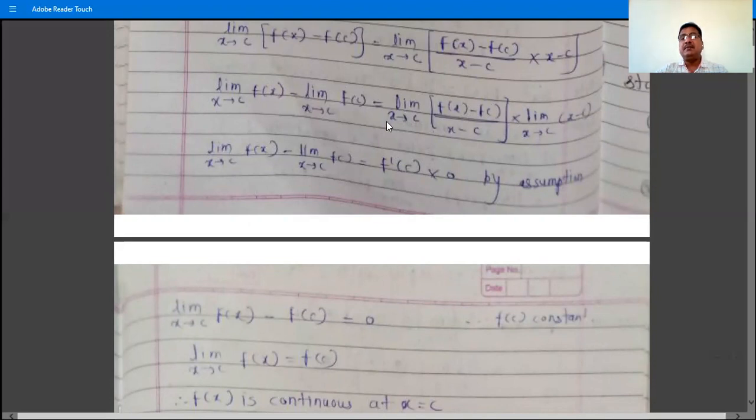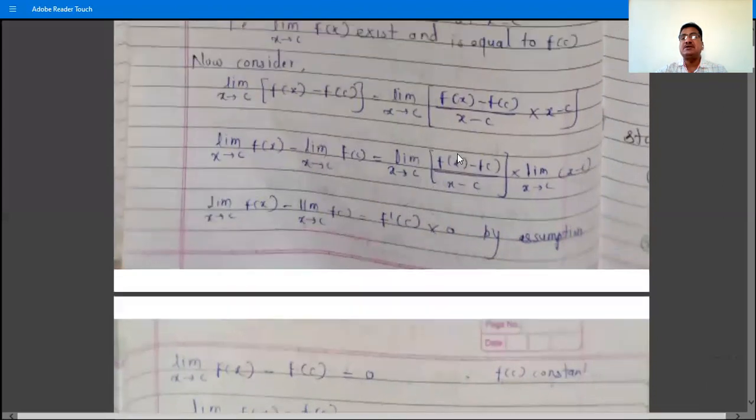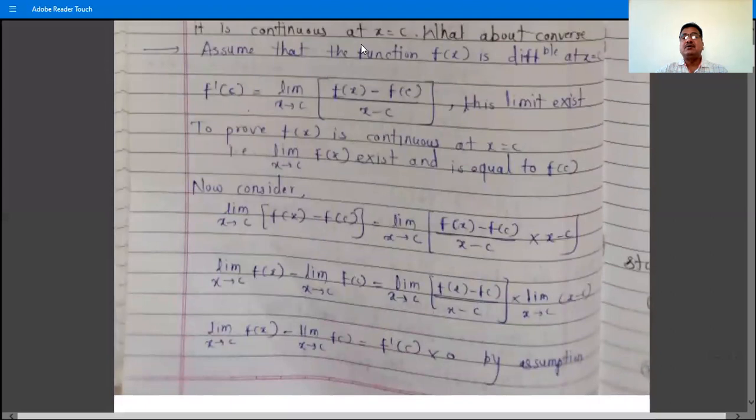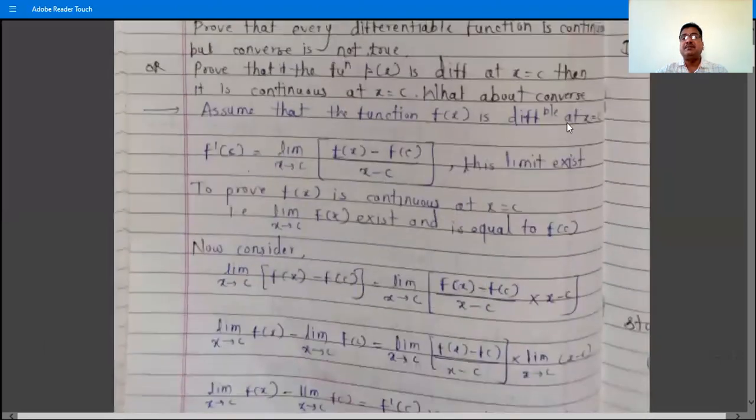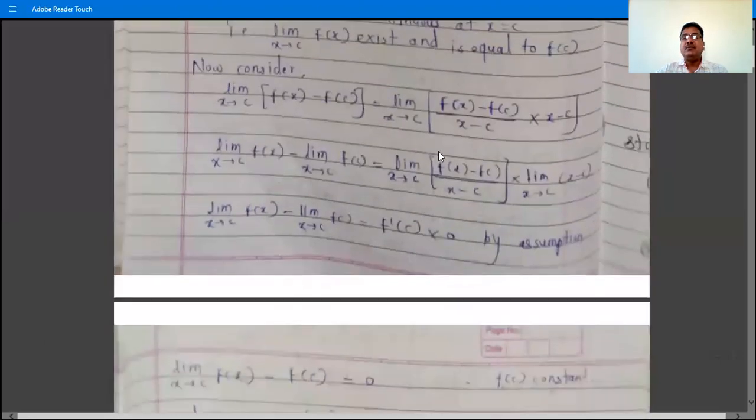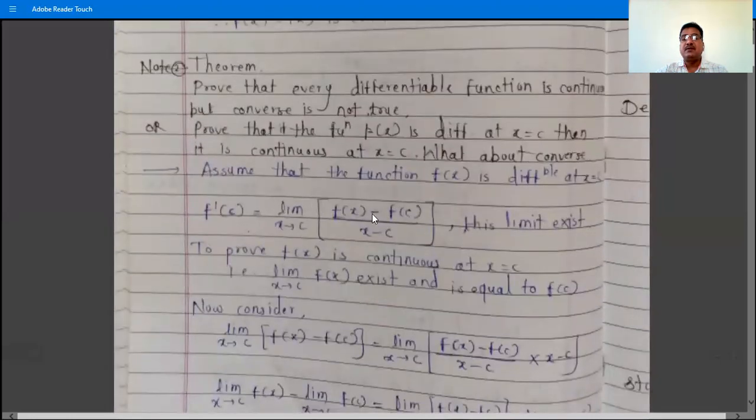Then limit of this factor, limit x tends to c of f(x) minus f(c) divided by x minus c, is f dash c, because f(x) is differentiable at c. So we have the guarantee of the existence of this limit, and it is equal to f dash c, because our assumption is that function f(x) is differentiable at x equal to c. Then limit x tends to c of x minus c: substitute x as c, so c minus c is 0. By assumption, the value of this limit is f dash c.